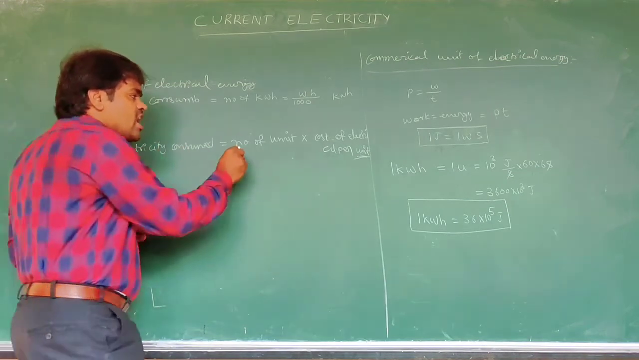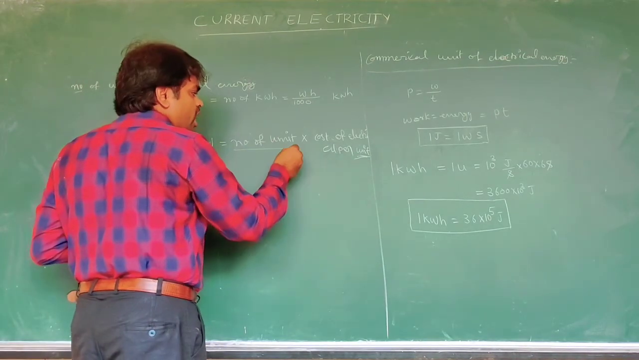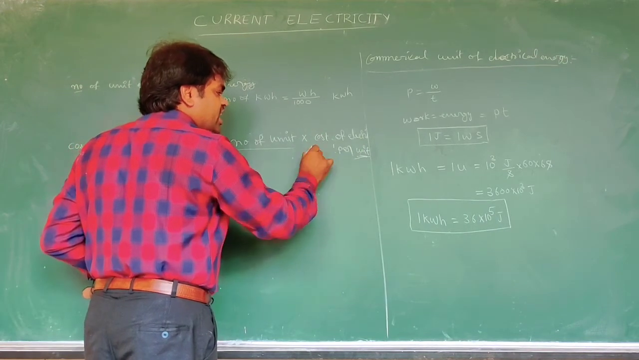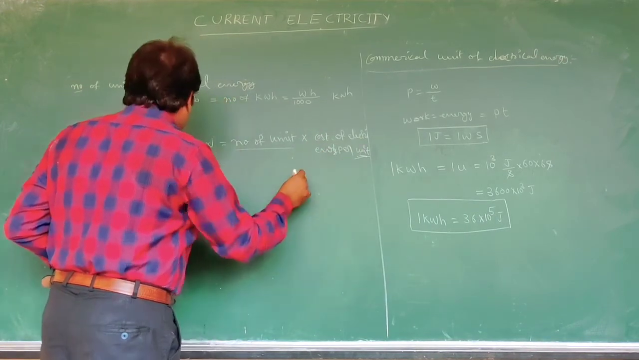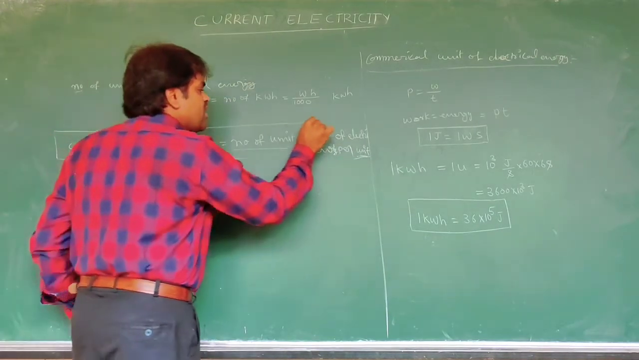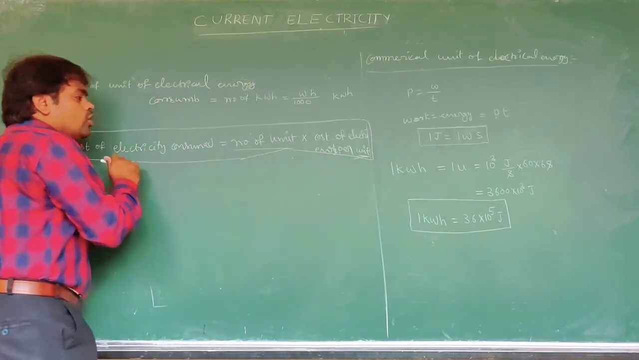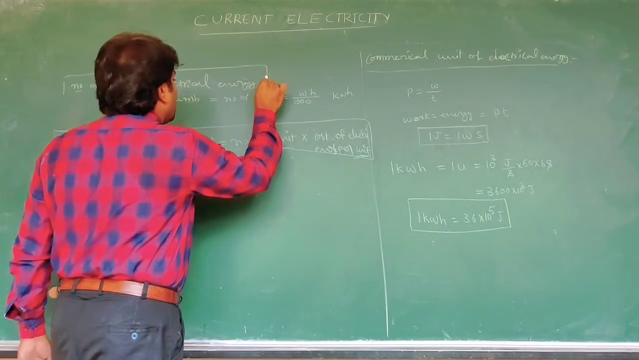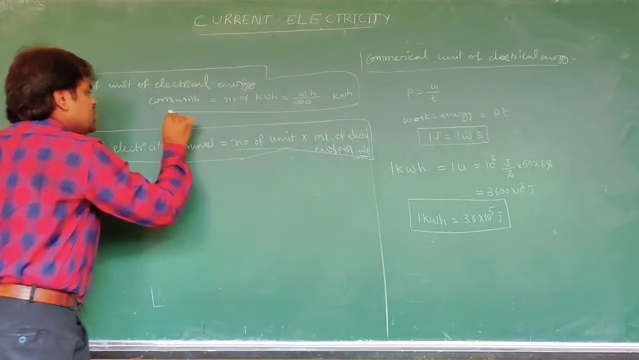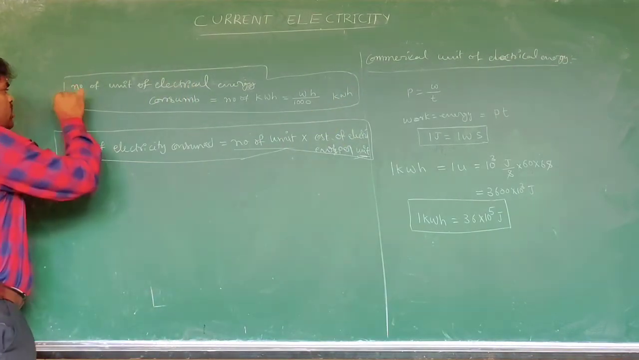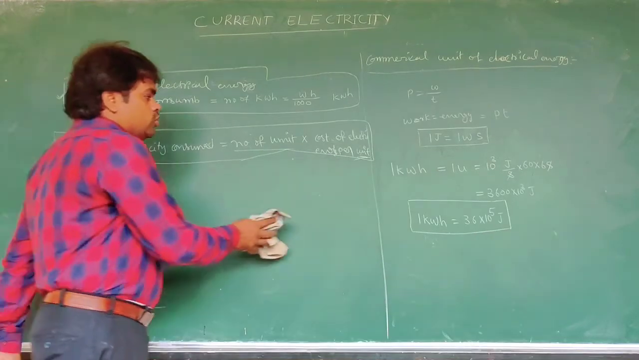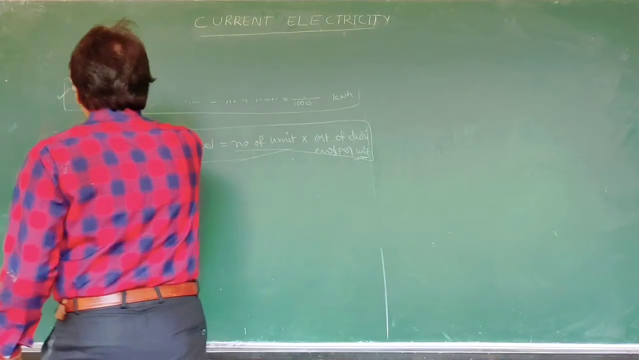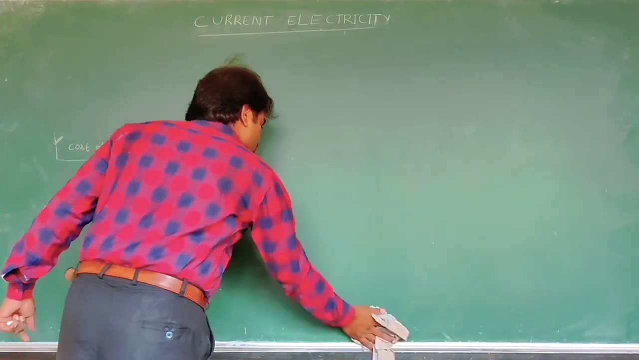That means the number of kilowatt hours into the cost of electrical energy per unit. By using these, the cost of electrical energy consumed we can calculate. We can calculate the electrical energy consumed by using these two very important formulas. Now we are going to Joule's law of heating.